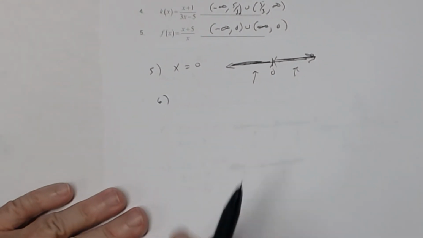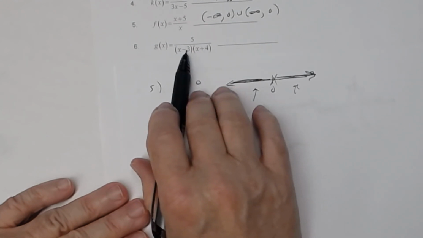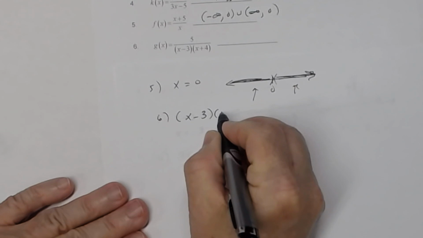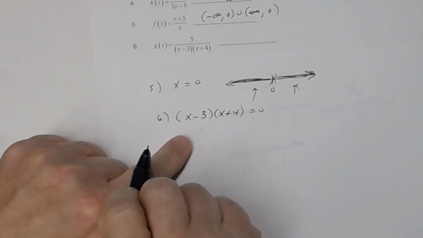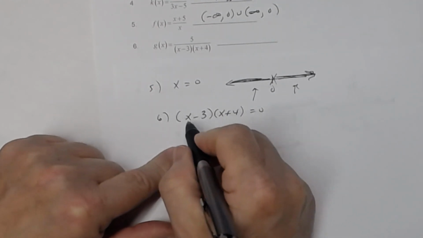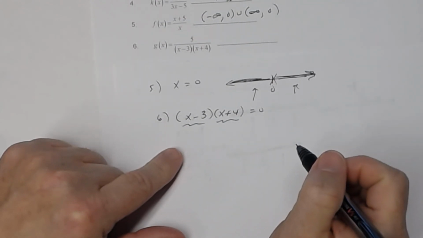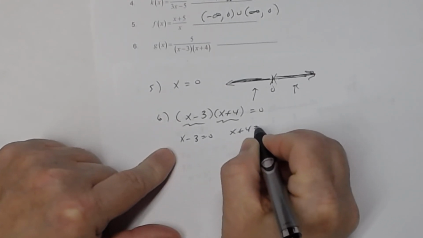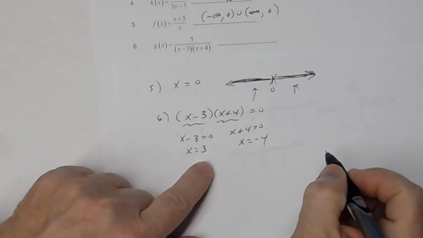Number 6, we have this expression, and notice it's in factored form. So leave it in factored form, because if you look at this, you have two factors whose product is 0, right? And remember, when you have two or more factors whose product is 0, then one of these factors has to be 0. That's the zero factor property. So I'm going to set each one of these equal to 0. And in this case, I'm going to get two restrictions. This is 3 and negative 4.